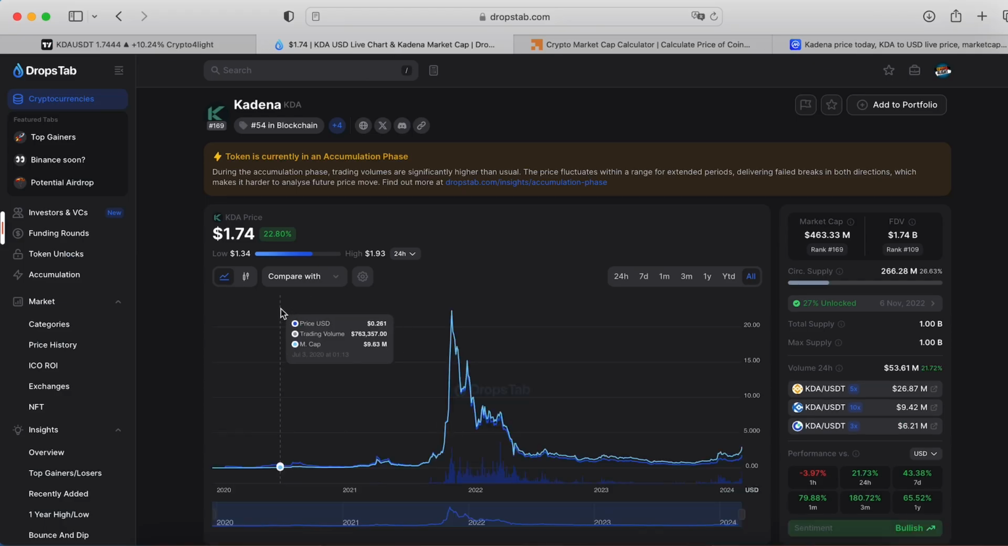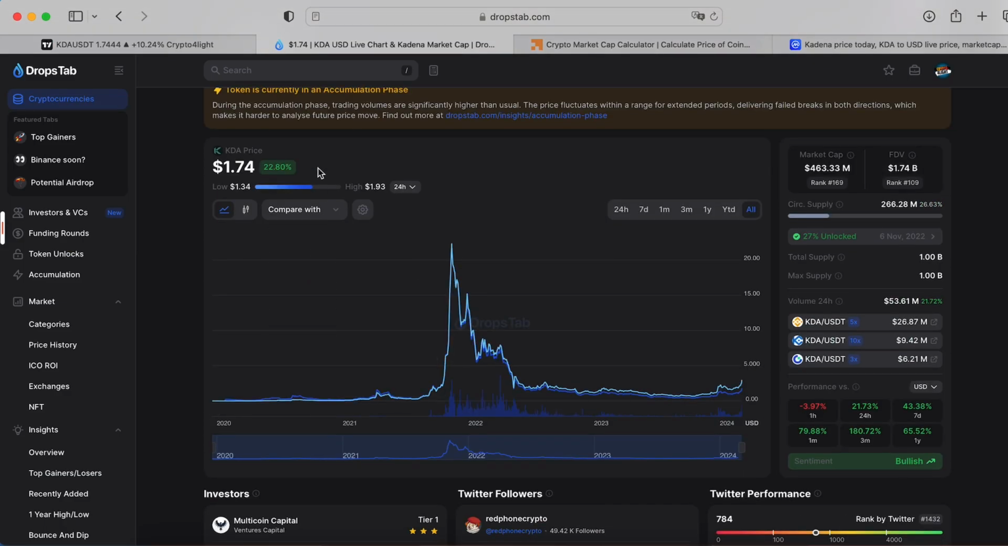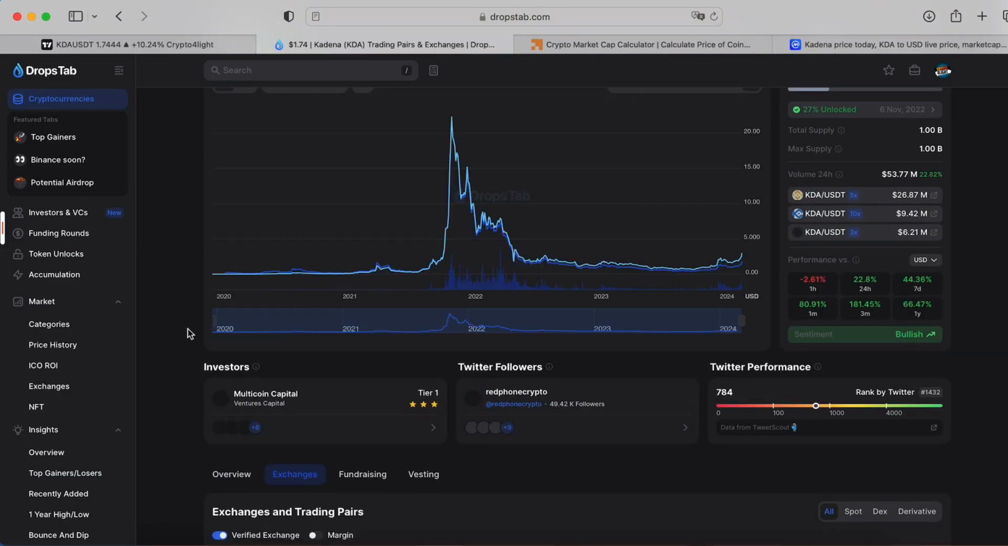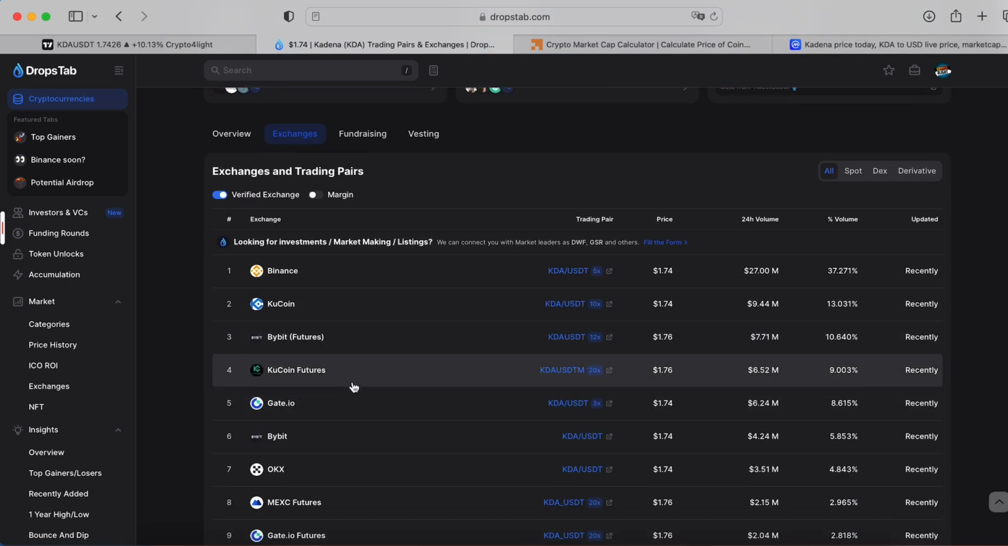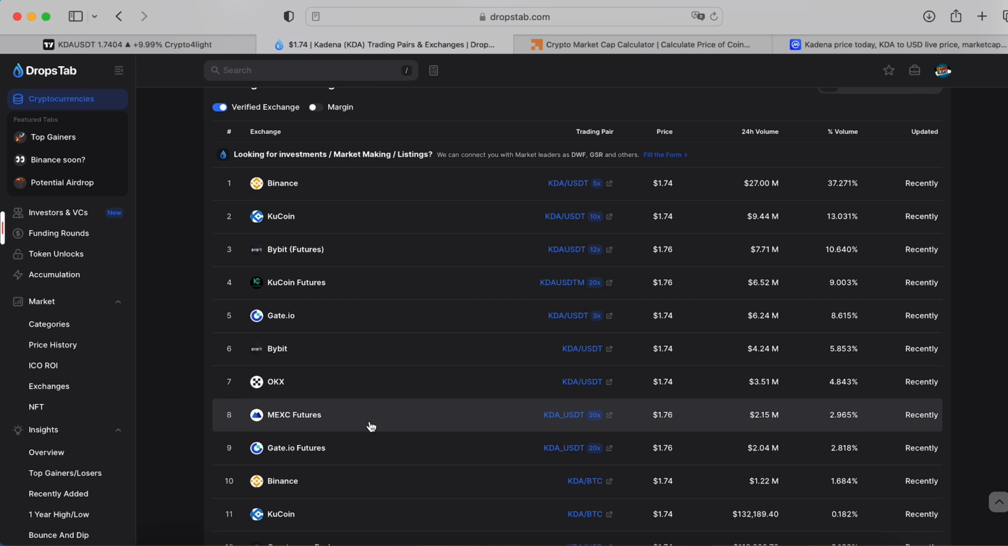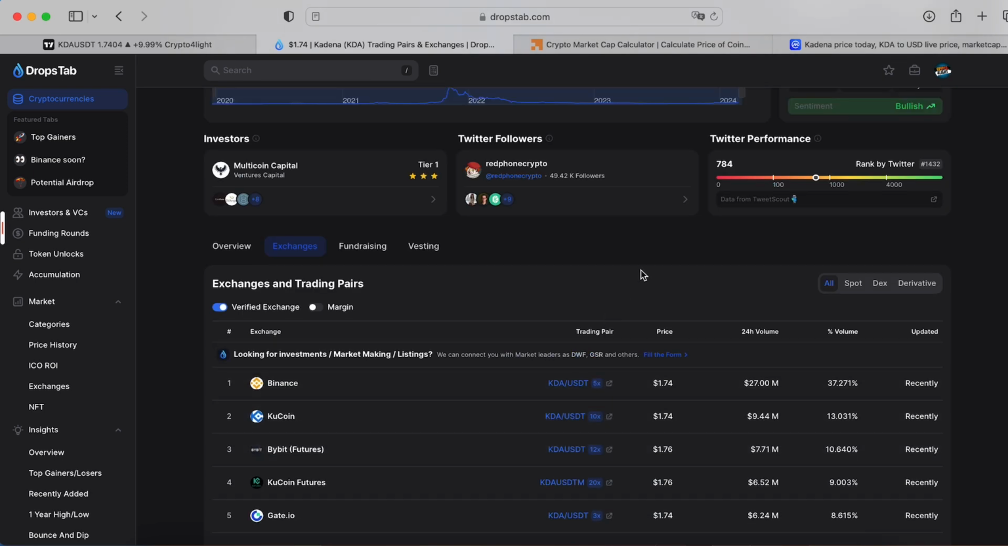This coin traded on almost all major exchanges. Take a look, this one: Binance, KuCoin, Bybit, Futures, Gate.io, OKEX. So no problem with liquidity, you can basically go and trade. Good tier 1 venture funds invest in this coin.